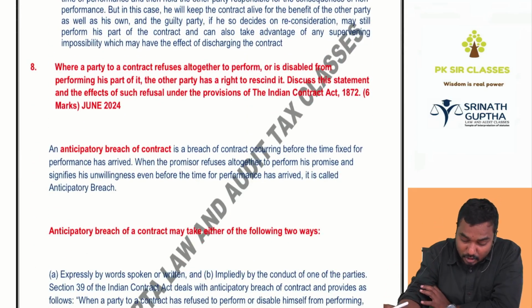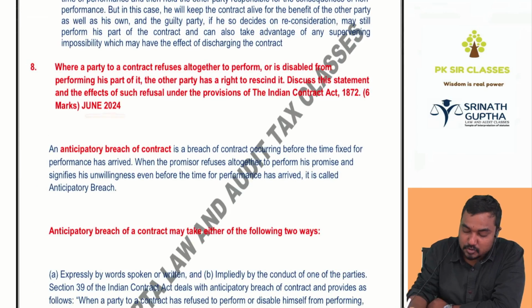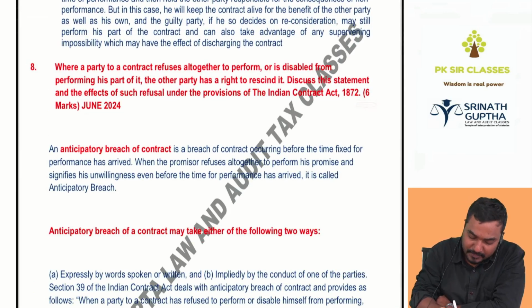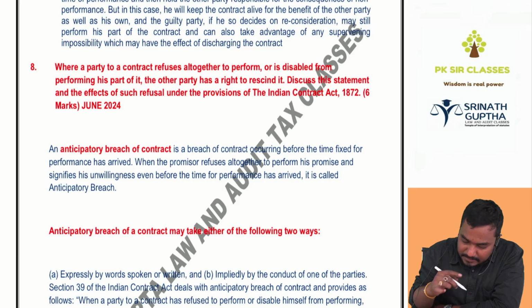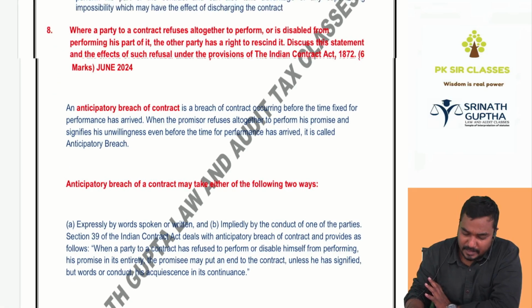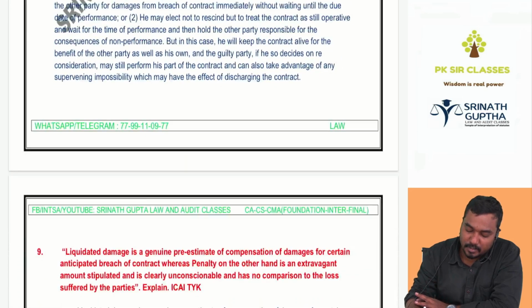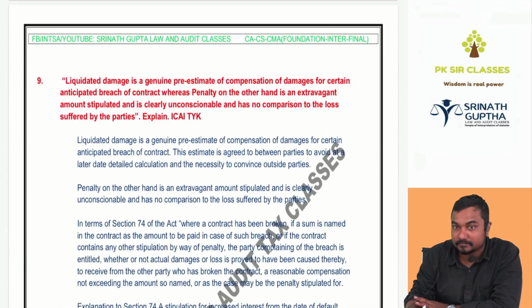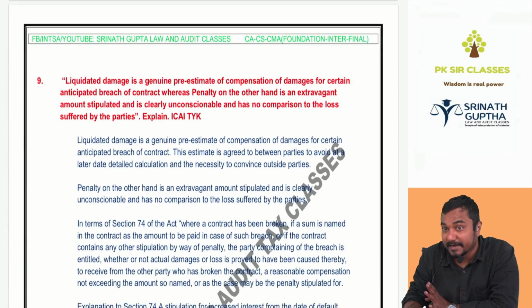Where a party to a contract refuses altogether to perform or is disabled from performing his part of it, the other party has the right to rescind it. Discuss the statement and effects of such refusal under the Indian Contract Act. June 24, 6 marks. Same question, beta, 11th time. What is anticipatory breach and effects of the anticipatory breach? Write it fully, beta. 11 times. Same question.